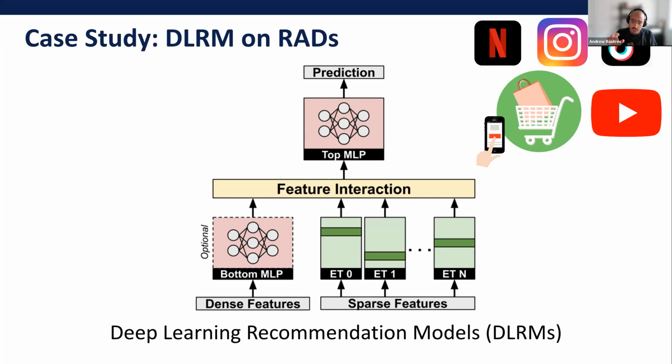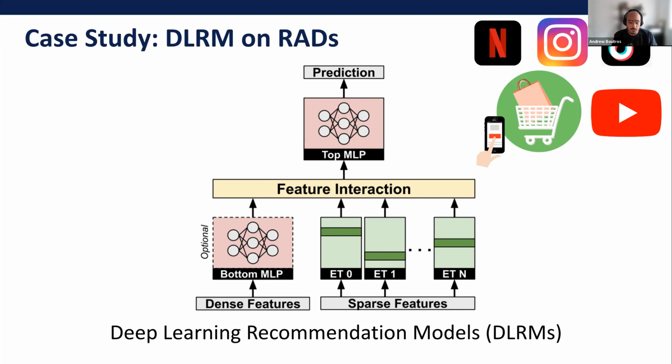So if you're using any of the products I'm showing in the top right corner, Netflix, Instagram, TikTok, YouTube, or doing online shopping, 99% of the time you're using some variation of a DLRM. And the use of the DLRM is basically to recommend what to watch next or what to buy based on your previous patterns of use and also what other people think about those things.